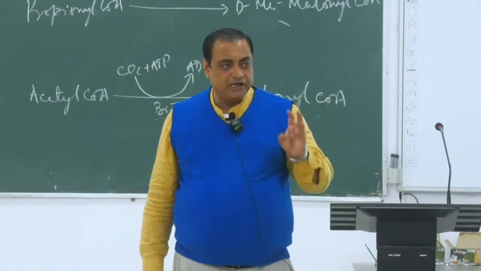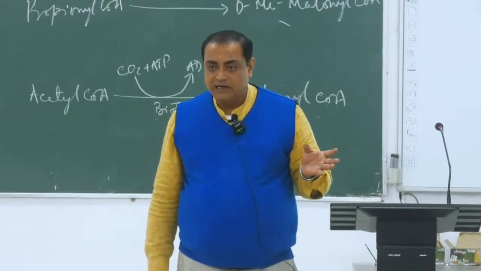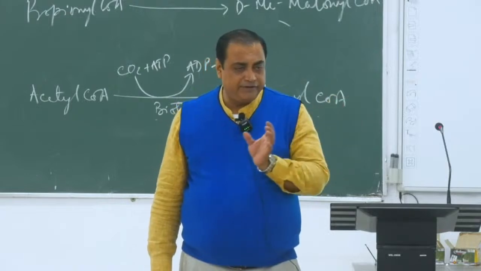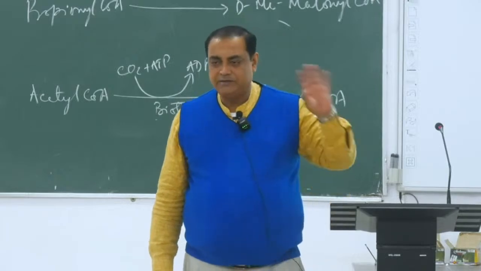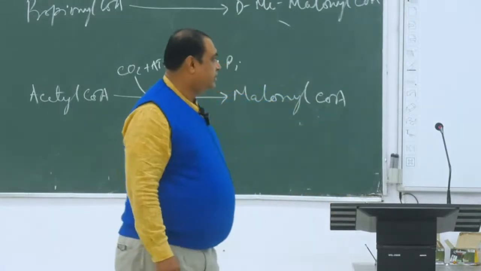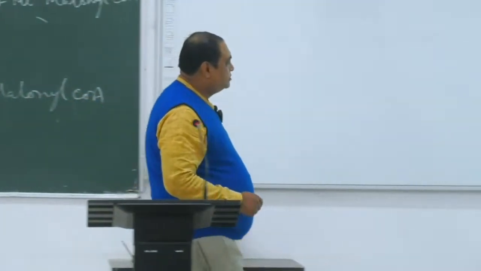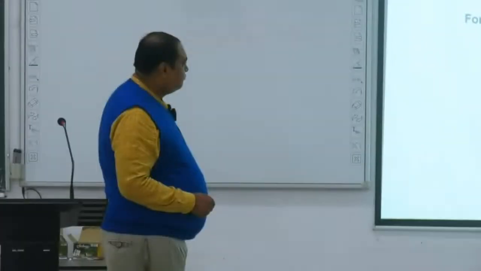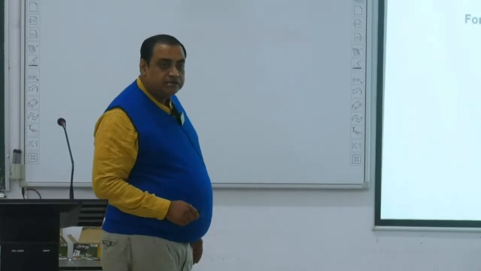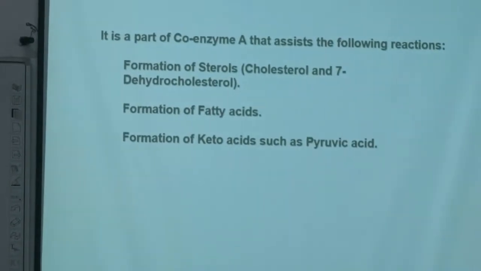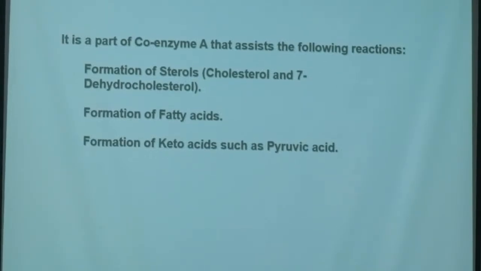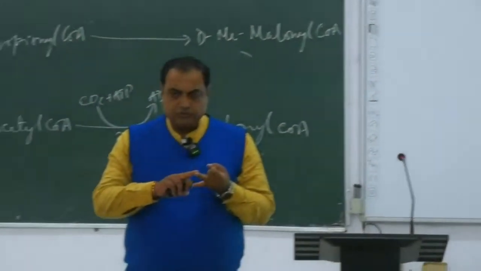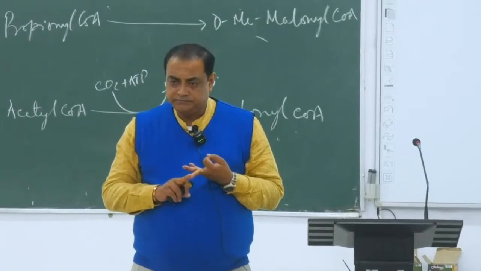Acetyl, propionyl, butyryl, glutaconyl. What are these? These are acyl groups, aliphatic chain acids. So these acyl groups are transported via coenzyme A. Clear? So that is why they are required for formation of fatty acid, formation of cholesterol, formation of keto acids, means ketone bodies, right? Acetyl CoA, acetoacetyl CoA, where are they used? For formation of these compounds: free fatty acid, cholesterol and ketone bodies. Clear?